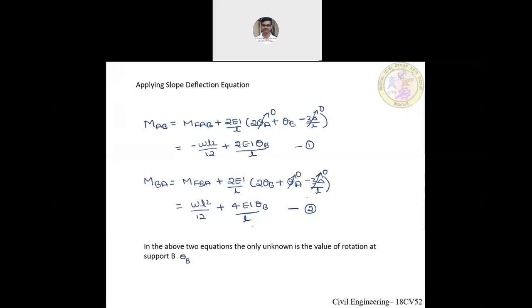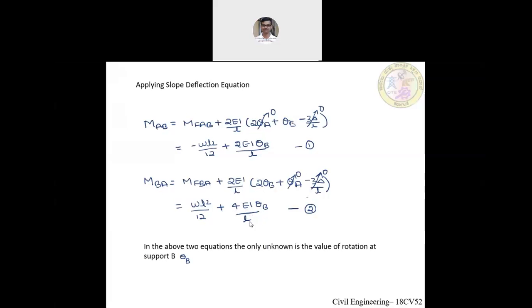for span AB. I can write an equation MBA is equal to MFBA plus 2EI by L into 2 theta B plus theta A minus 3 delta by L. Similarly, here also I will take delta is equal to 0 and theta A is equal to 0 by virtue of boundary condition, and I will substitute the fixed end moment at B, that is MFBA is equal to plus WL square by 12. In simplification we will get it as plus 4EI theta B by L.